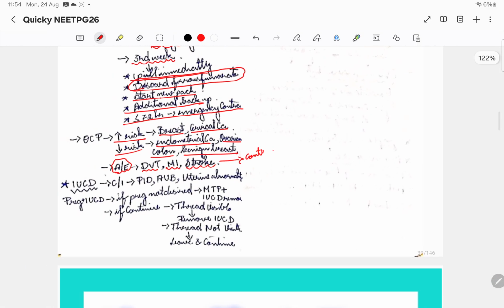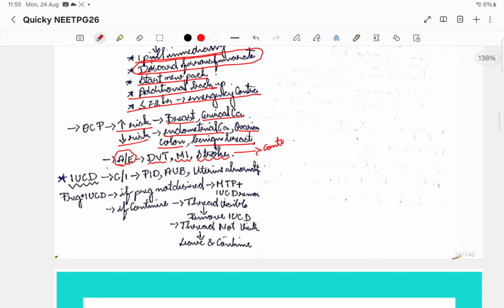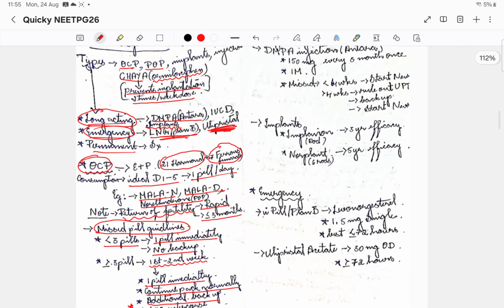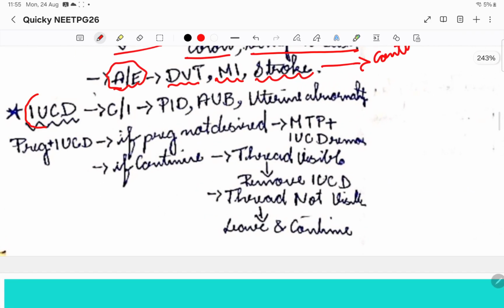Now that we are done with oral contraceptives, we'll go to some of the other contraceptives, that is implants. Starting with the IUCD, the intrauterine copper device. Please remember the points; you know all the things, right? The copper T and all the names you would be knowing. Contraindications are pelvic inflammatory disease, AUB and uterine abnormalities.